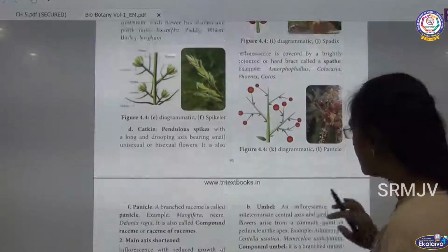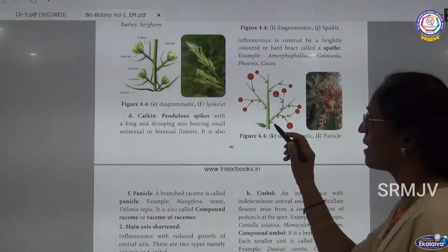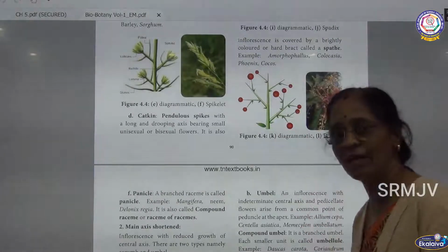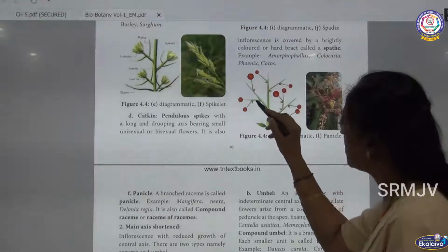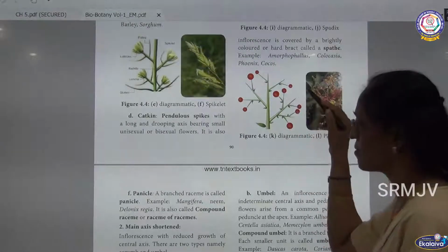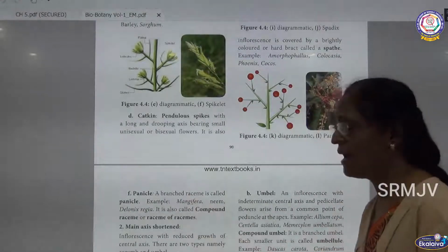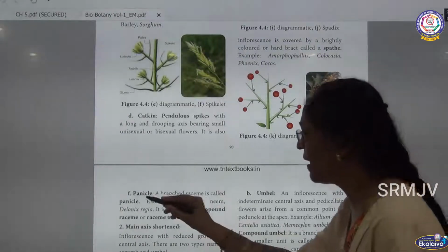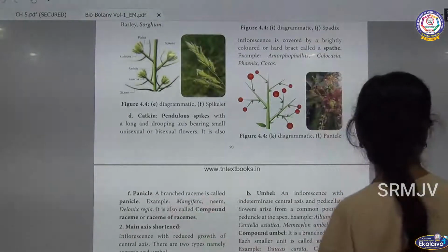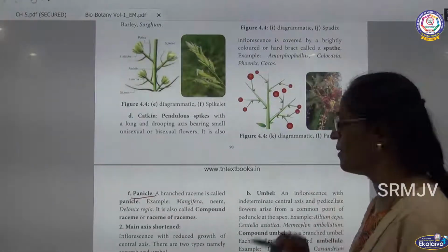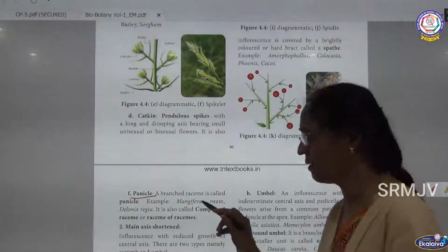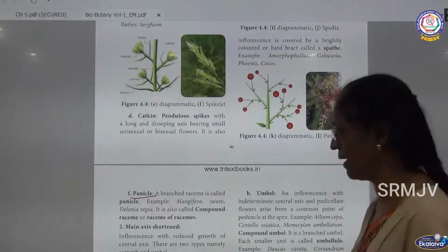Then this is what we call a compound raceme, which is called a panicle. You will find the main axis here, again you will find the branch here, and then it arises. So you call this a branched raceme. What you call a panicle. So a panicle is nothing but a branched raceme, which you will find in Mangifera. Mangifera is mango.